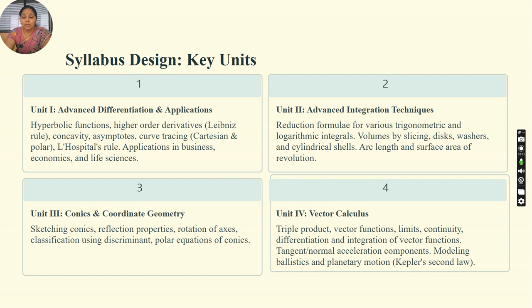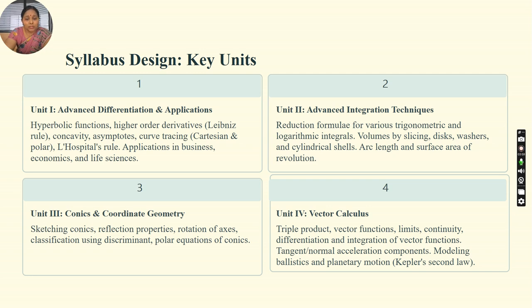Here we divide this syllabus into 4 units. This syllabus has 2 credits. The first unit is advanced differentiation and its applications. In this unit, we include hyperbolic functions, higher order derivatives, Leibniz rule, asymptote, curve tracing, Cartesian and polar curve tracing, L'Hospital rule, and applications to business, economics and life sciences.